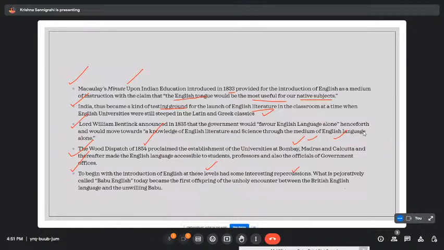So what is pejoratively called Babu English, Babu culture, you can actually hear about it in the different stories which were written during that time, be it in English, be it in Hindi. So you can see their references. It became the first offspring of the unholy encounter between the British English language and the unwilling Babu.